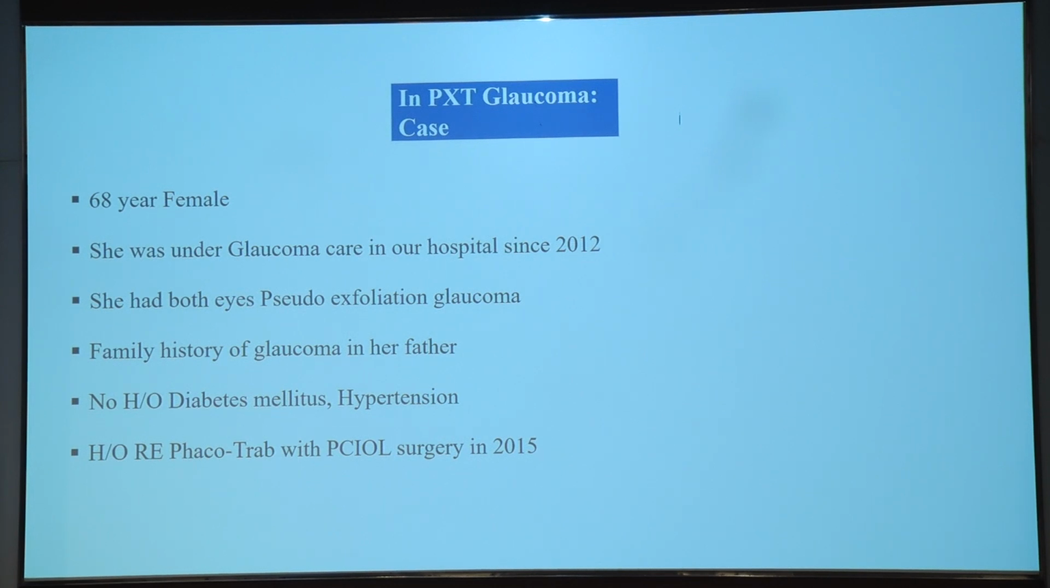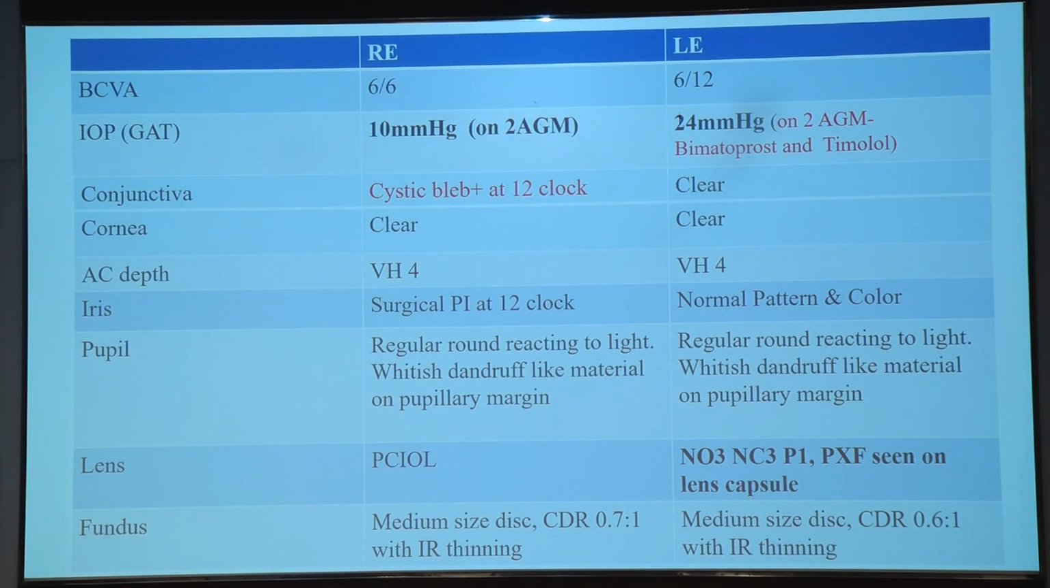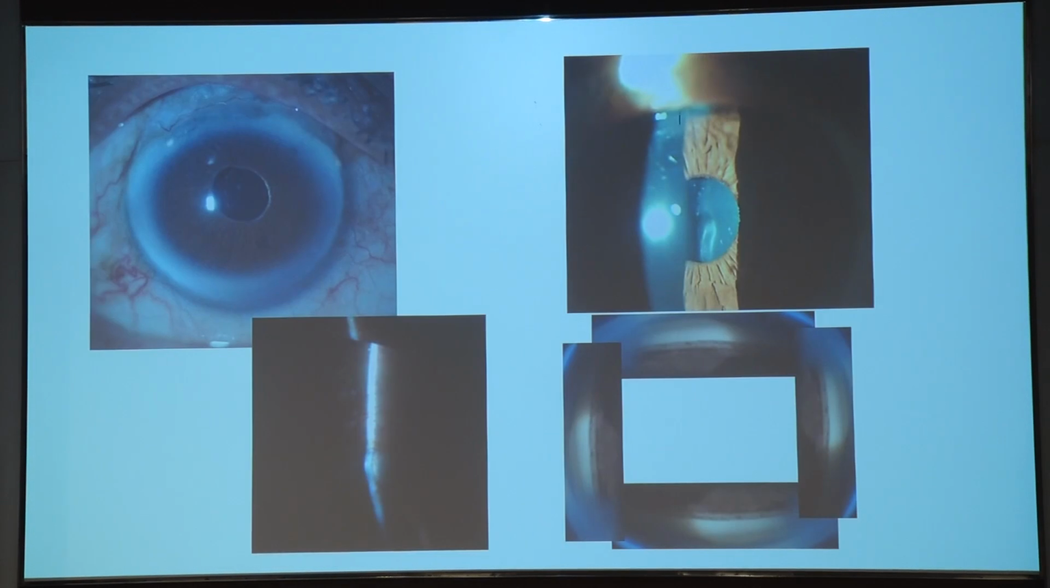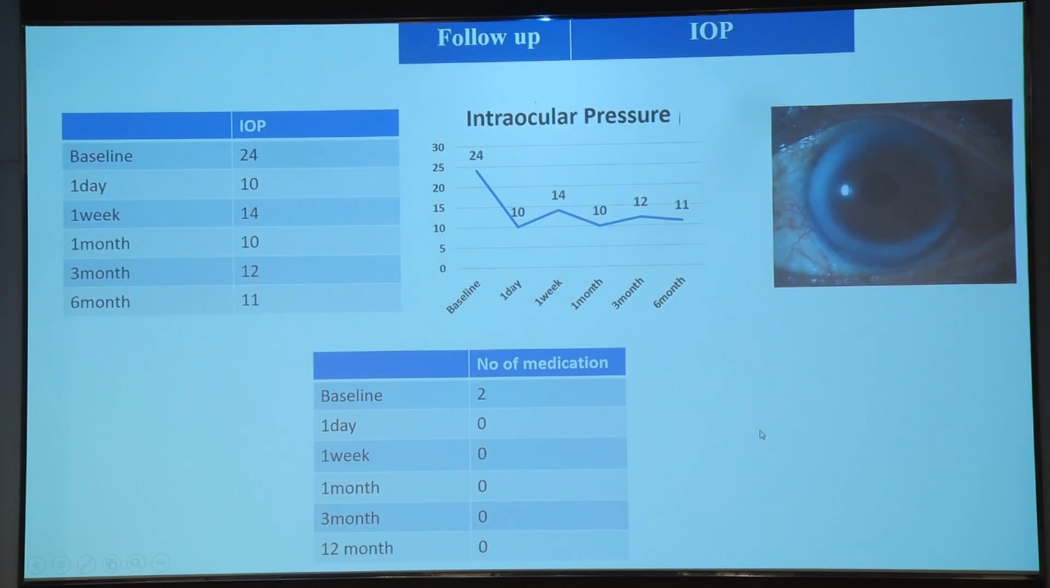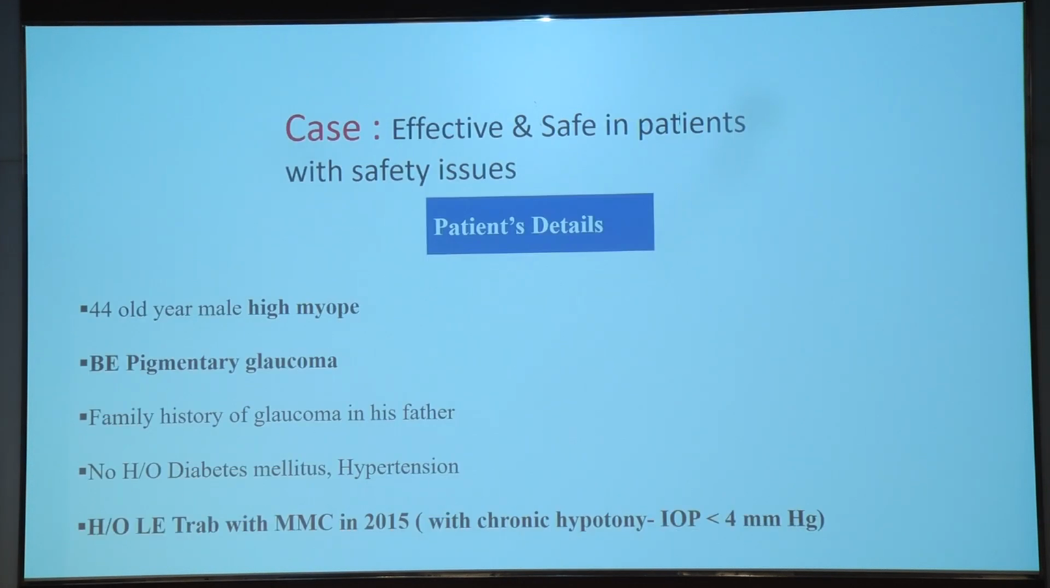In just one or two cases, it is very effective in patients with pseudoexfoliation glaucoma and pigmentary glaucoma. So this patient had undergone trabeculectomy in one eye. Pressure was 10 millimeter mercury. The other eye had 24 millimeter mercury pressure. She was on 2 AGMs and with significant cataract. And this is the visual field. And this patient had very good reduction of intraocular pressure at the end of 6 months with no medications.